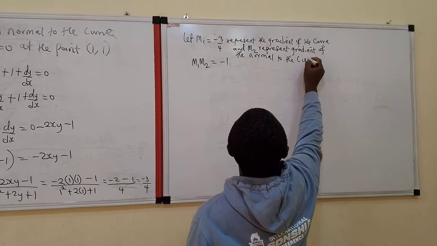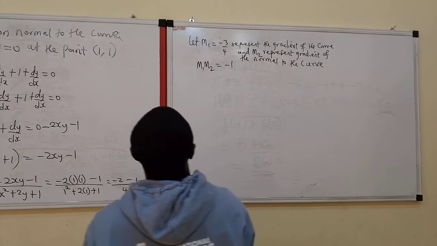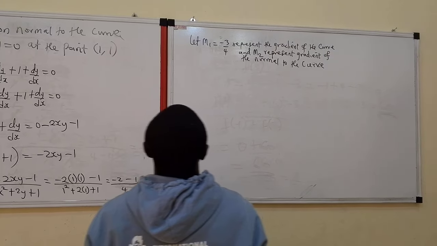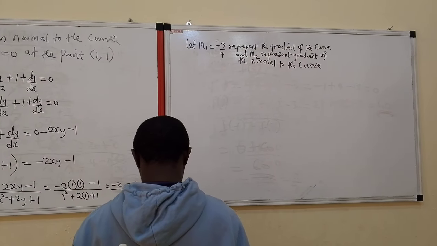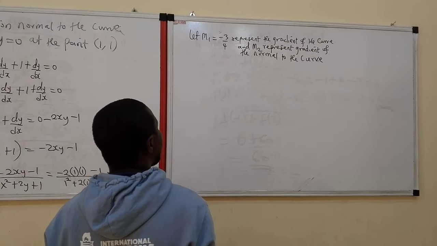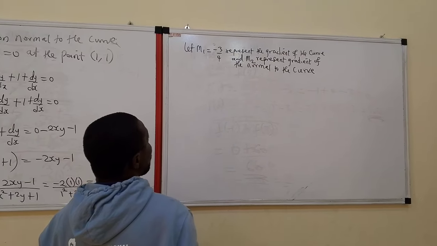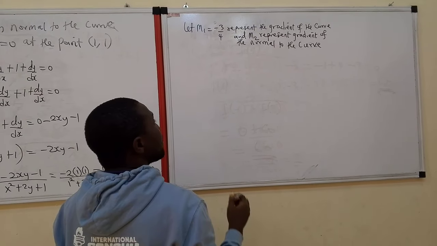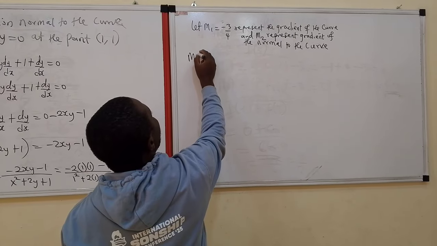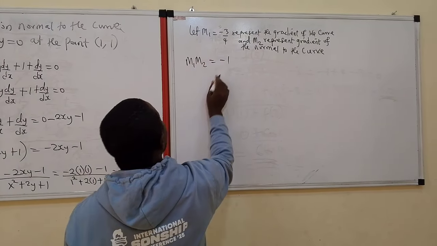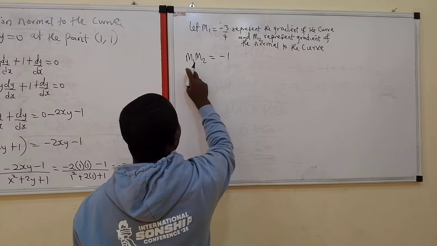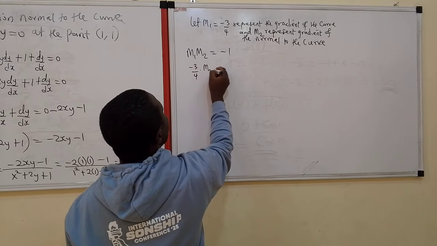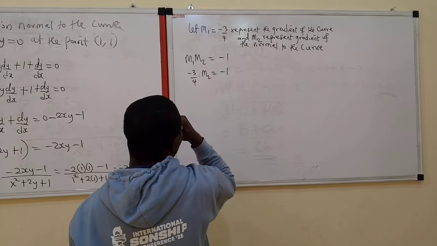Normal to the curve. We know from mathematics that the condition for two lines to be perpendicular is that the product of their gradients must be minus 1. So m1 m2 is equal to minus 1. Now my m1 is minus 3 over 4, times m2, which is equal to minus 1.